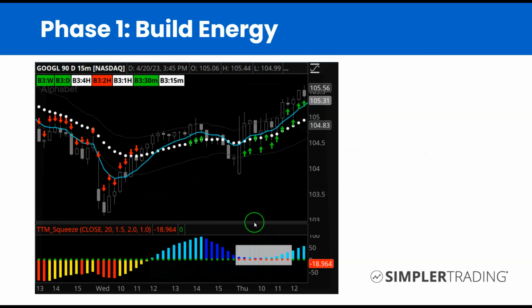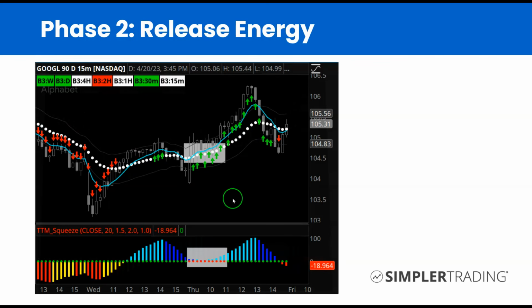So phase 1 is the buildup of energy. Google here on the 15-minute chart, right, you're going through that compression phase. And then phase 2 is the release of energy, the expansion. So Google prints a 15-minute squeeze right near that 21 EMA. Squeeze fires, and that's the push you would look to take your profits into.